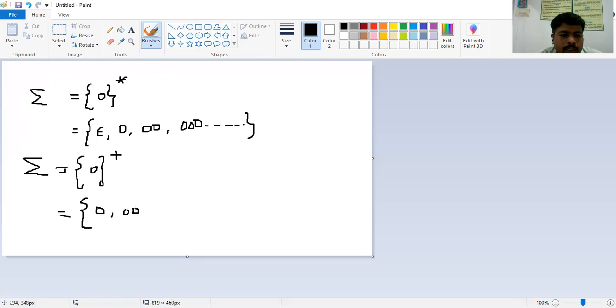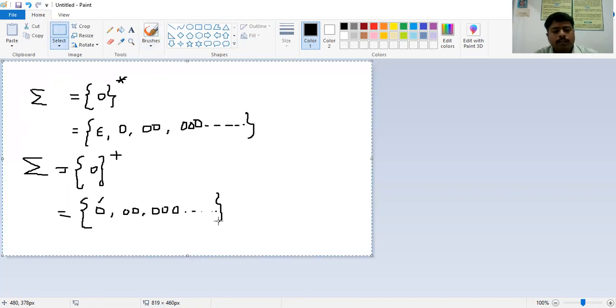So here the input alphabet is 0, so the input alphabet 0 is available here. The first input symbol is 0, so instead of epsilon, here the first input symbol is 0. Please try to understand the difference between the Kleene closure as well as the positive closure. This is the main importance. These are the main mathematical notations and techniques of the theory of computation, right?